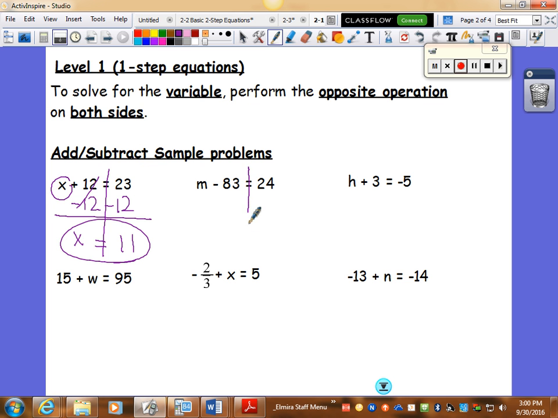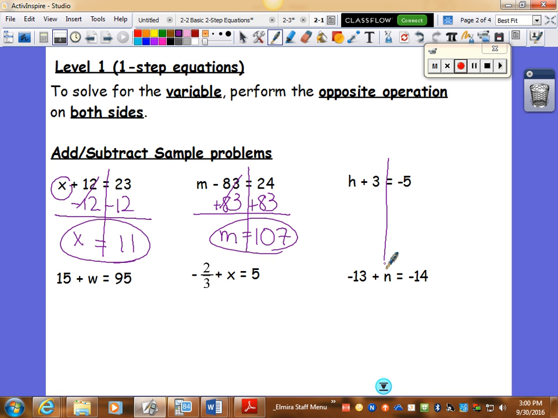In the next problem, this is just a subtraction problem, but it's the same idea. I want to know what number would take away 83 and equal 24. So I add 83 to cancel it and get m by itself, and 24 plus 83 is 107. Okay, the next problem, the only thing that makes it any more difficult is we're starting to have some negative numbers in here.